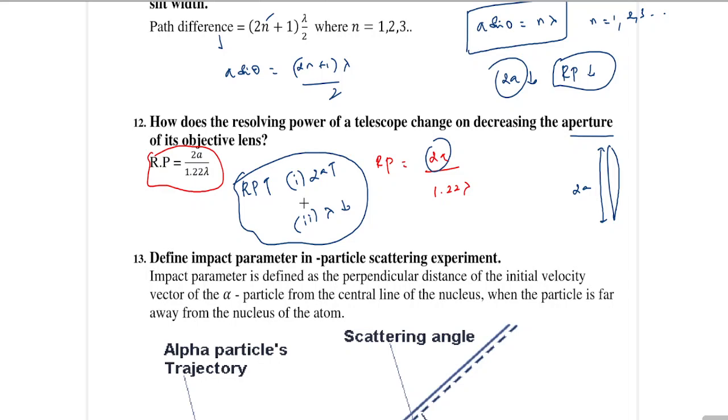Similarly, for a microscope, the resolving power is given as 2n into sine beta by 1.22 into lambda, where n is called as refractive index of medium, beta is called as semi-vertical angle. So just learn this formula also, because even this could be asked. Again, use common sense to understand when will resolving power increase.